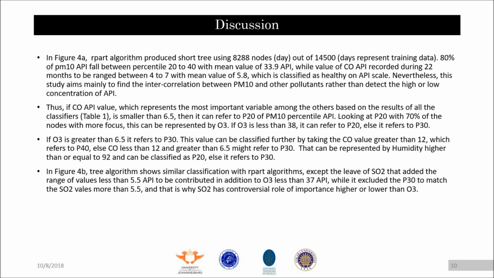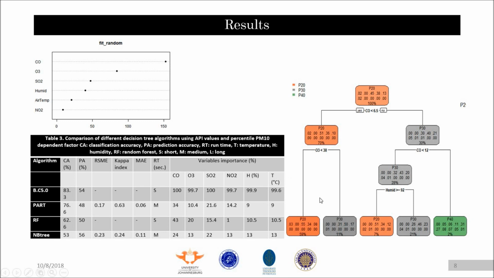CO API value, which represents the most important variable among the others in correlation with the PM10, is smaller than 6.5. That means it can refer to P20 of PM10. Looking at the P20 with 70% of the nodes with more focus, this can be represented by the O3. If O3 is less than 38, it can refer to P20, else it refers to P30, which is what we are talking about.